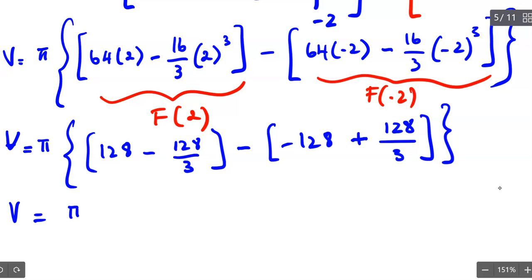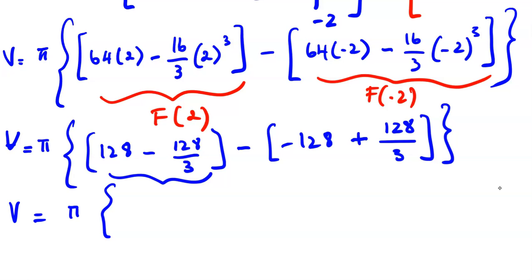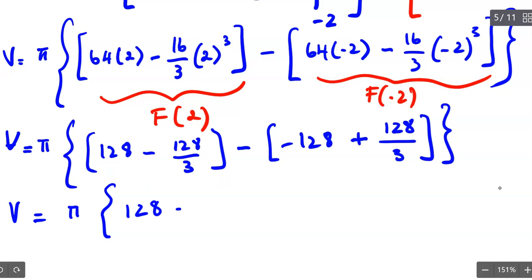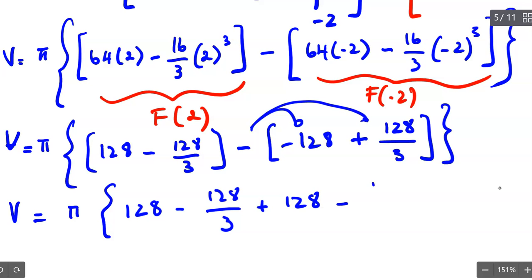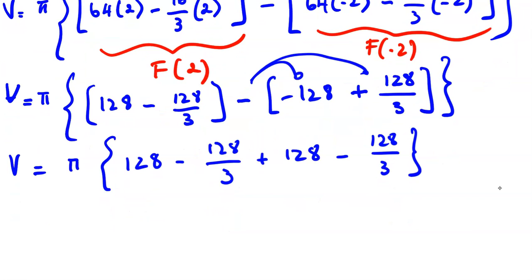Okay, so in here I should have this equal to... I can go ahead and open this up actually. Okay, so this one I can have is 128 subtract 128 over 3 plus 128, and then this one I should have it as, so that time that, so that will be subtract 128 over 3.